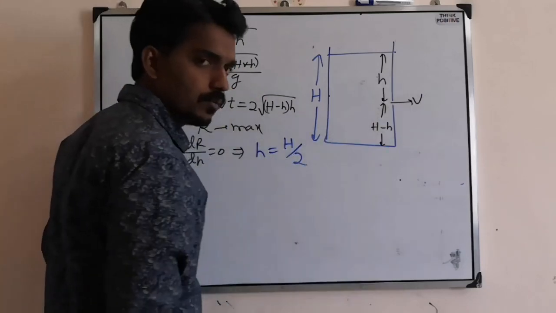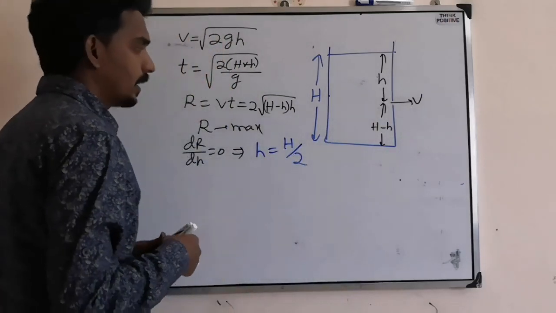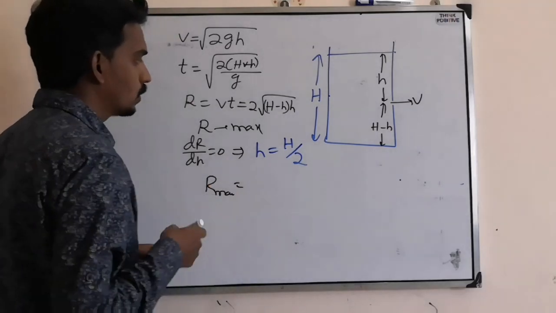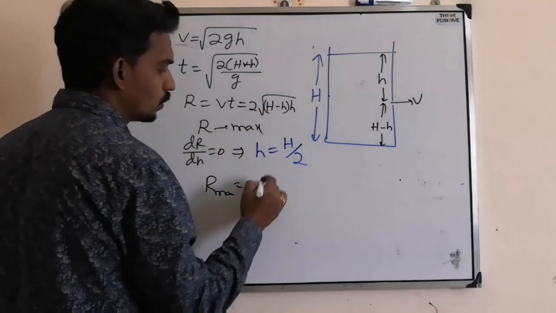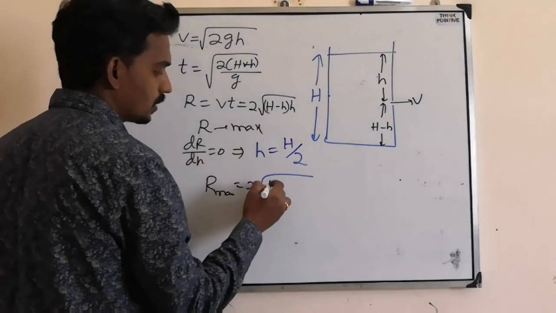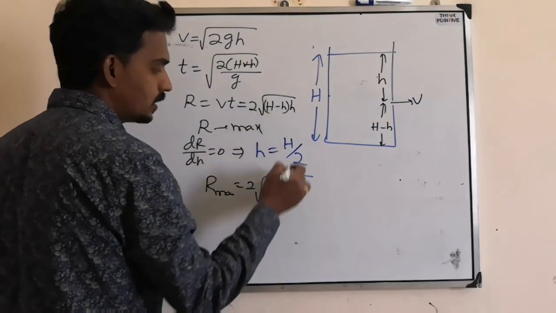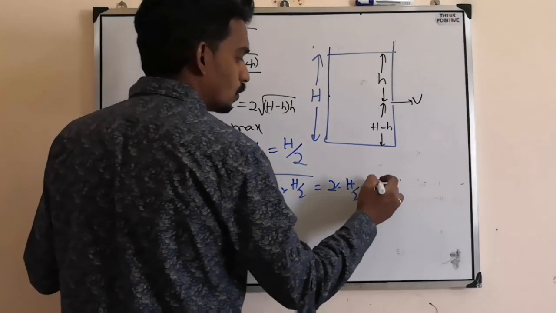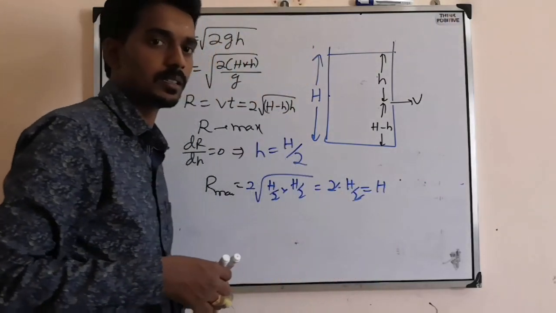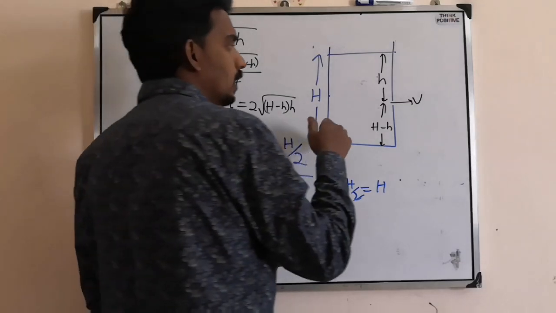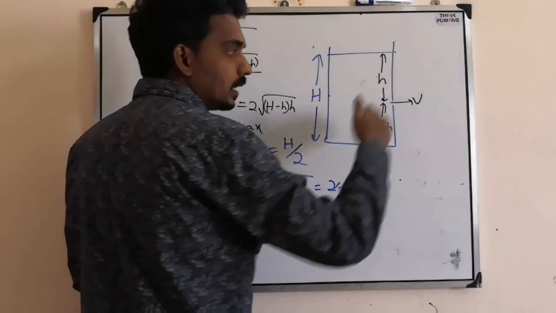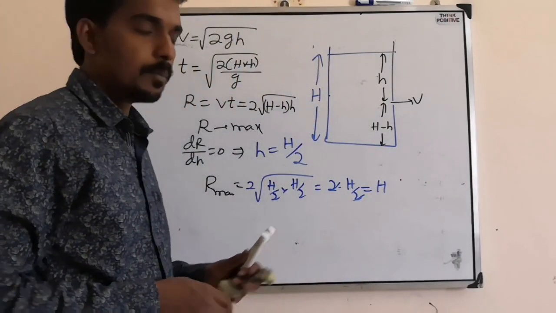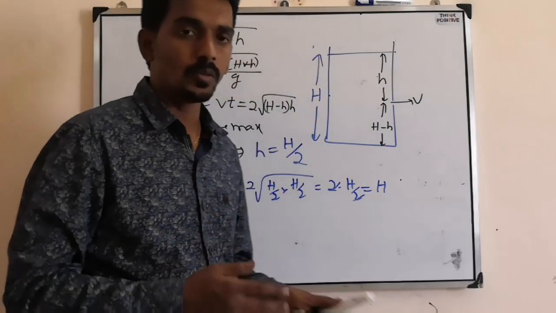Then the range will become maximum. And what is the corresponding maximum range? R maximum equals, if you substitute, 2 root of h into (H minus h) with h equal to H by 2, so 2 into H by 2. So what is the maximum range? H. So if you make a hole at the midpoint, the range will be equal to the height of the liquid filled. But that will keep on changing, don't worry.